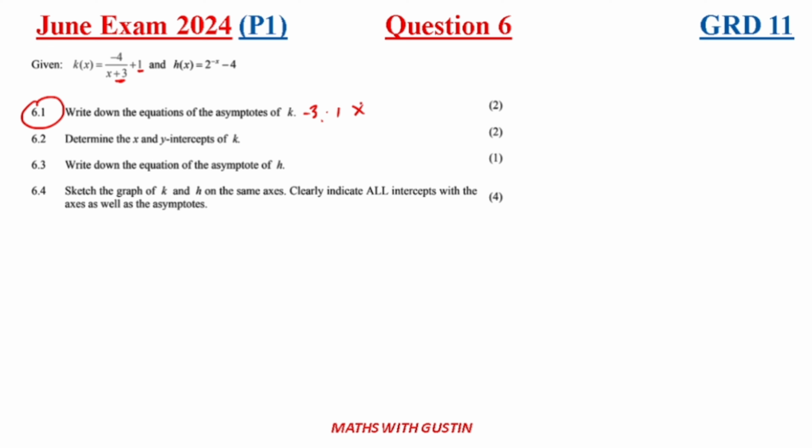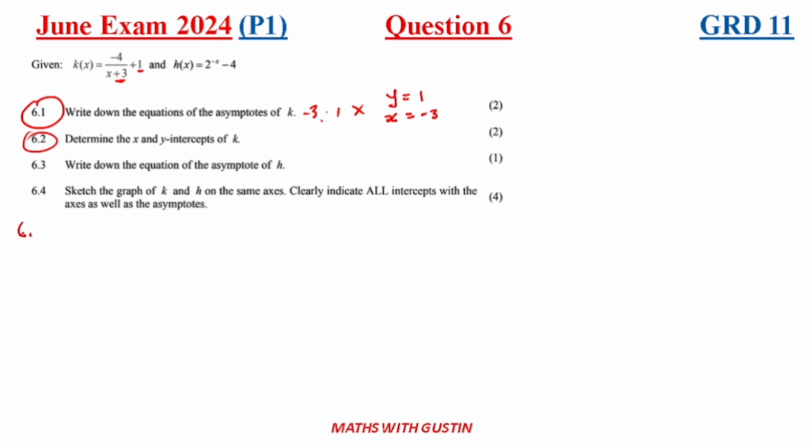So this is what you do. You're going to say y asymptote is equals to 1, and then the x asymptote, which is the vertical asymptote, is equals to negative 3. Okay, now this will give you the marks, right? 6.2 says determine the x and y intercept of k, which is that one.